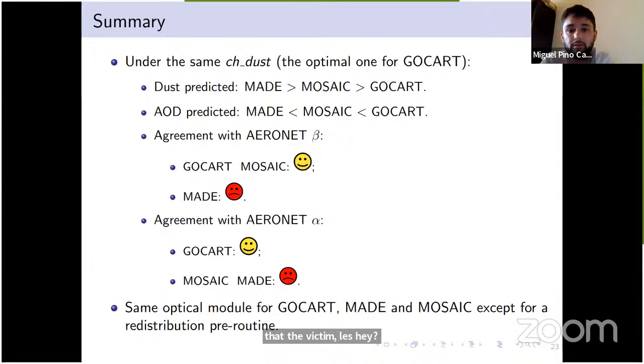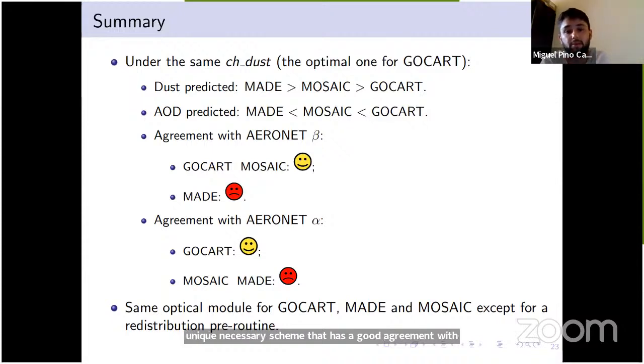With respect to the agreement with beta and alpha, GOCAR and mosaic have a good agreement with beta, that is, with the aerosol optical depth at 1 micrometer. On the other hand, GOCAR is the unique aerosol scheme that has a good agreement with the angstrom exponent.